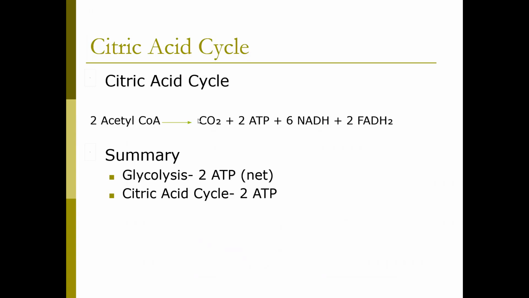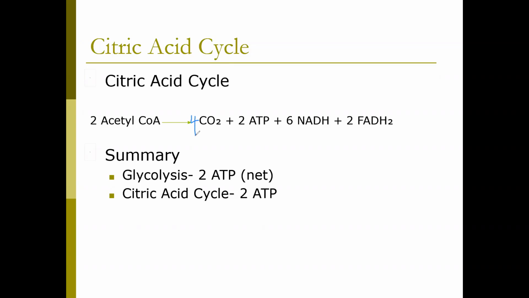And I should mention that we have 2 acetyl-CoAs, so we're going to end up with, I should have written down, I'll do that right now. Acetyl-CoA has 2 carbons. We have 2 of them. So that means that we're going to end up with 4 carbon dioxides in the end. So we have 4 carbon dioxides, 2 ATP, 6 NADH, 2 FADH2.